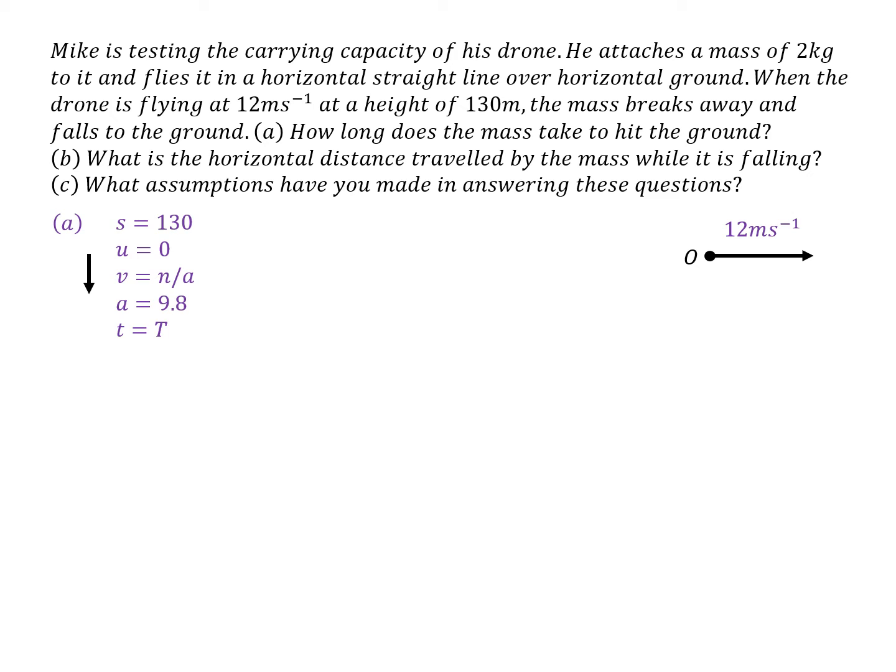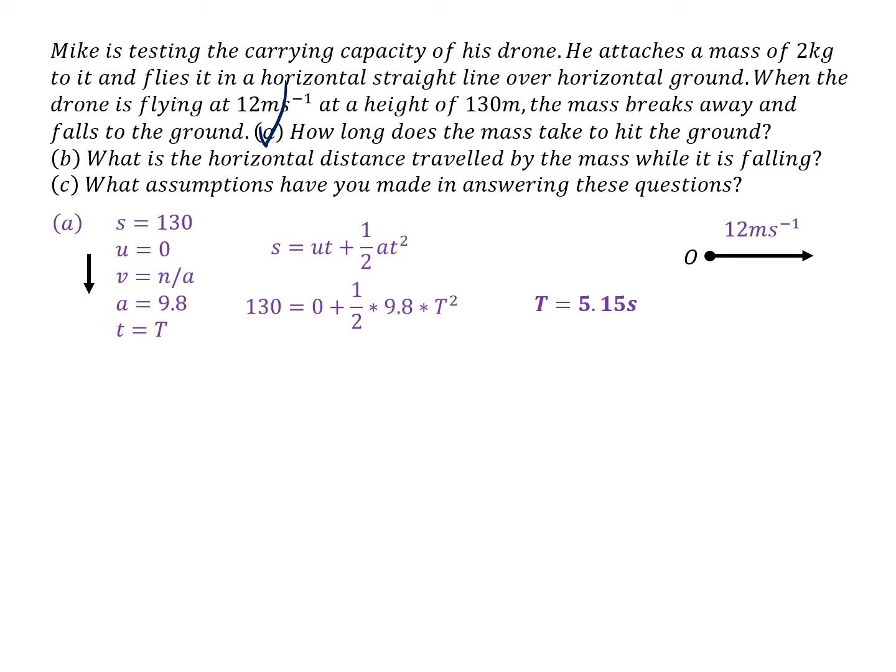So I need the SUVAT equation that doesn't have V in it, and that is this one. And when I put these values into the equation, I get that, and a little bit of clicking on the calculator gives me a time of 5.15 seconds. So that's part A complete.